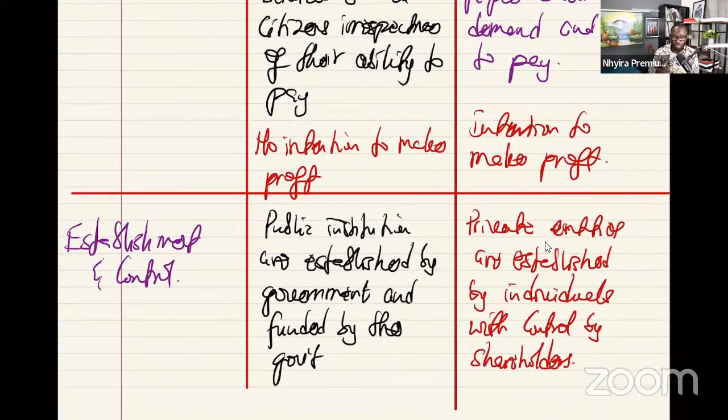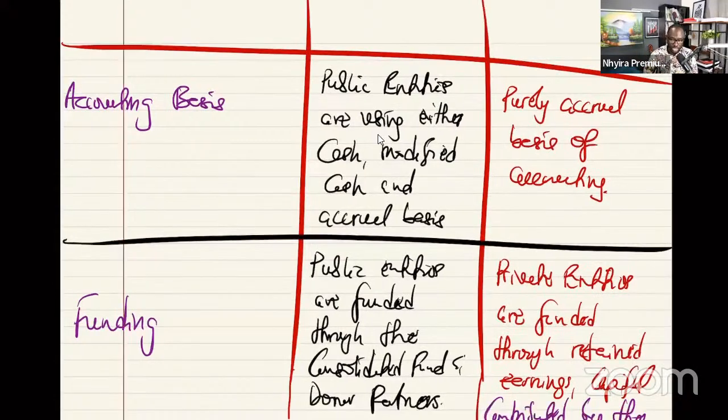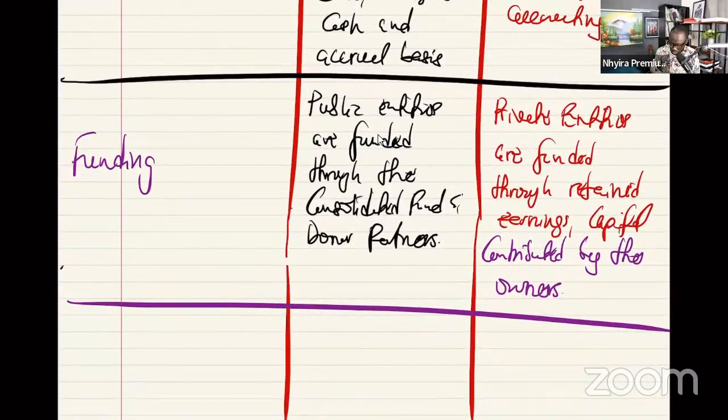Establishment and control. Public sector institutions are established by the government and funded by the government. But private sector entities are established by individuals and controlled by their shareholders. And then certainly accounting basis. Public sector accounts are prepared using either cash basis, modified cash, or accrual basis. But like I said, all other things being equal, by 2023 everybody will go to the full accrual basis. In the private sector, it is purely accrual basis. Then funding, as Cecilia mentioned, public sector entities are funded through the consolidated fund and donor partners, but private sector entities are funded through retained earnings and capital contributed by the owners of the business.